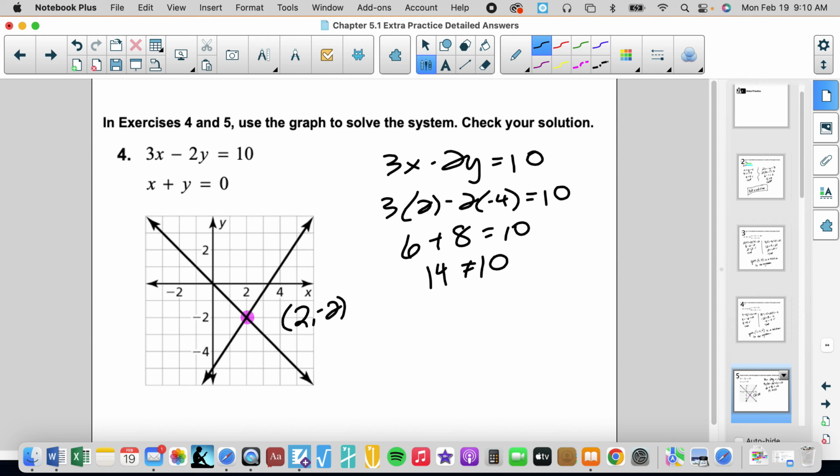Use the graph to solve the system, check your solution. Oh, why did I plug in -4? That was interesting. I think I did the math. Sorry, that is correct. Oh, you probably were like, why did you plug in -4?